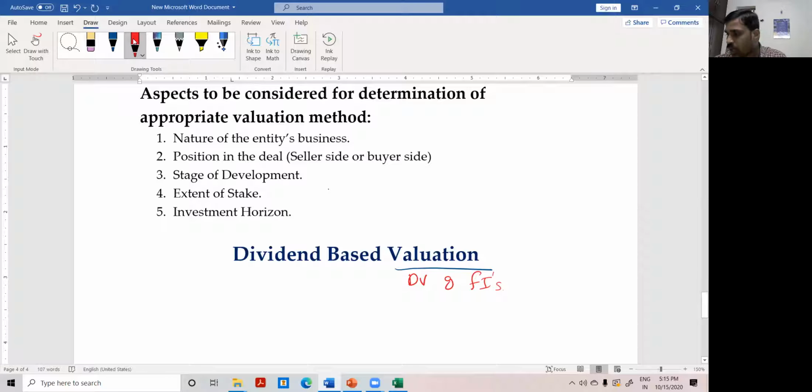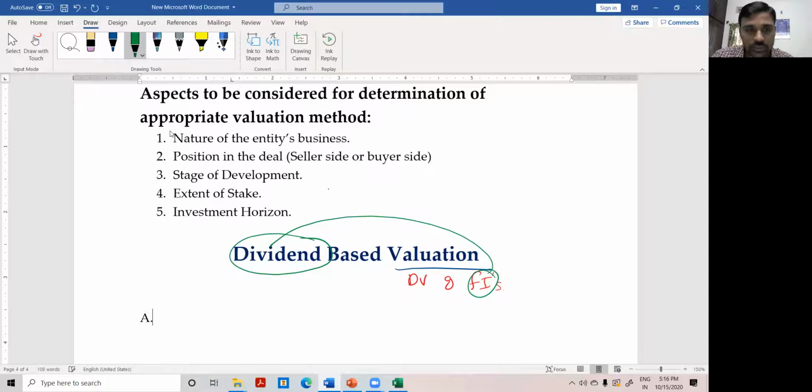Right. Now we look at this point. Discounted value of future inflows. What is the inflow, sir? What should I take as an inflow? It depends upon the method you are selecting. If you have taken an earnings based method, that is earnings. If you have taken a cash flow based method, that is cash flow. If you are taking a dividend based method, that is a dividend. So dividend is my earnings.